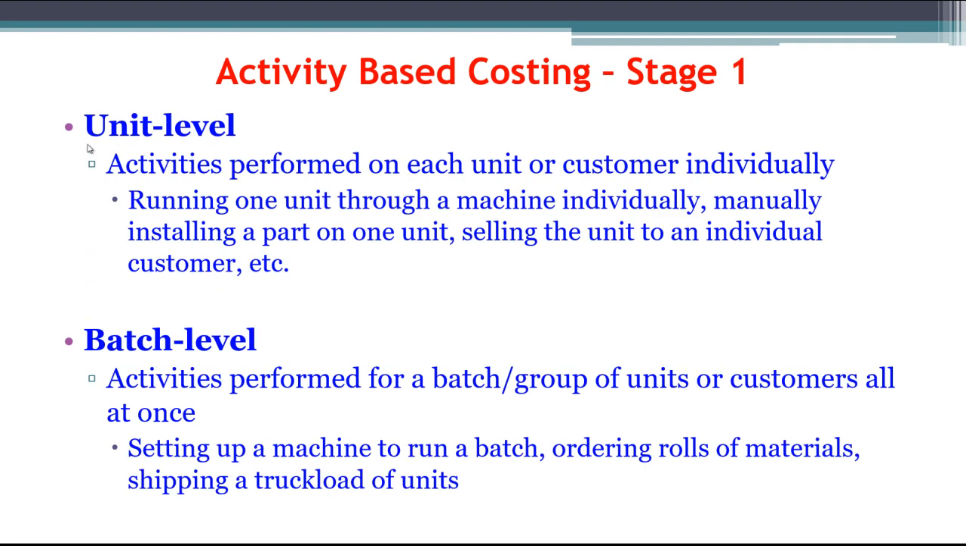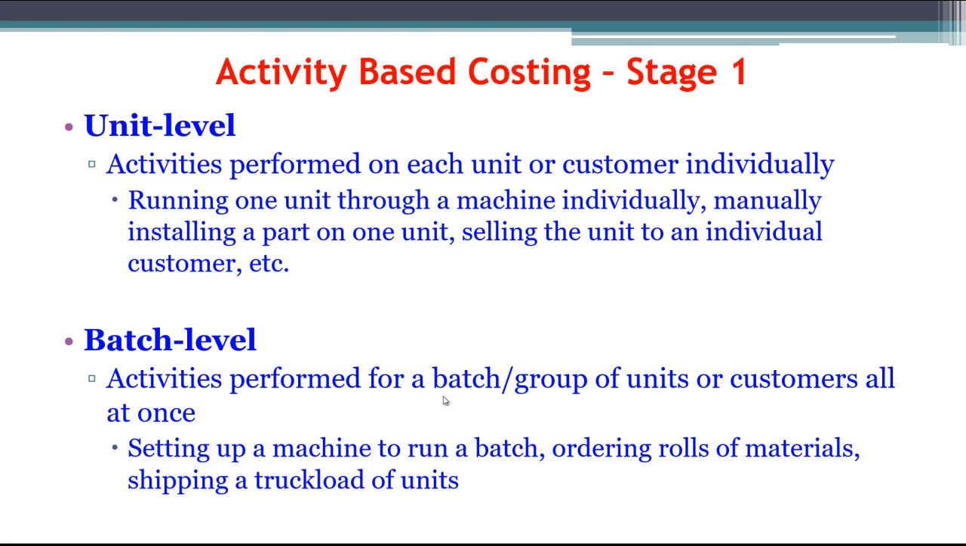So unit level is the easiest because these are the ones we've really been talking about up to this point anyways. What do we have to do for every single unit? Run one unit through a machine, use manual labor to install a part on one unit. We could be talking about selling administrative costs here as well, selling the unit to an individual customer. ABC can be used not just for production, but also for the selling general and administrative overhead.